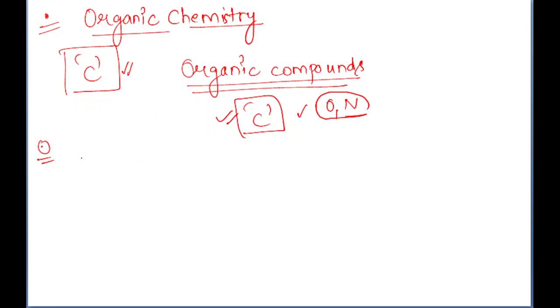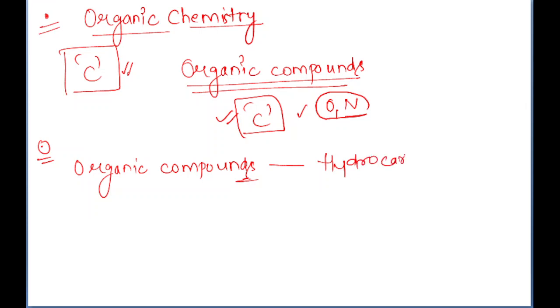Let's first classify them. Okay. So organic compounds are generally also known as hydrocarbons, because hydrocarbons, as the name suggests, carbon for C and hydro for hydrogen. Okay, so organic compounds are made up of carbon. So let's first discuss this carbon.